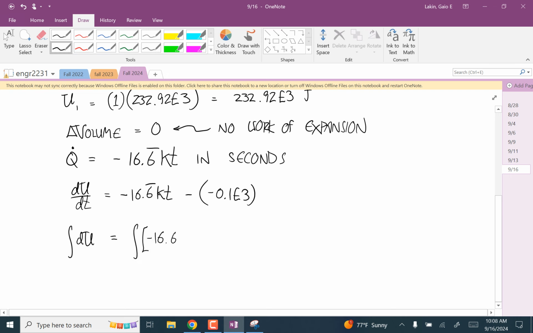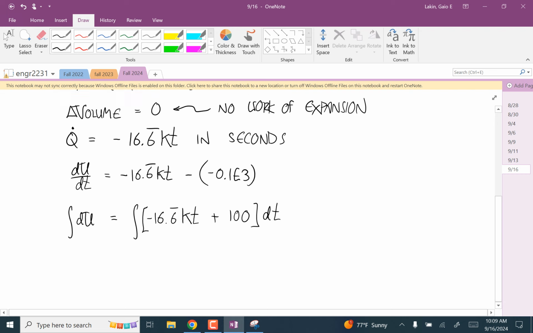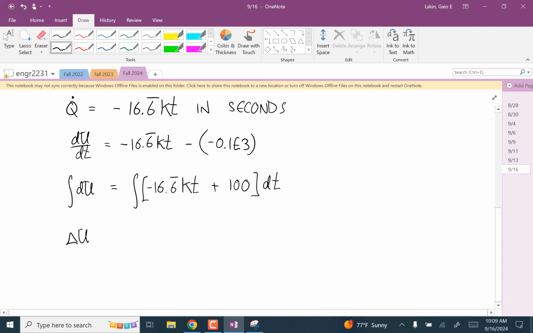negative 16.6 kT plus 100 dt. And that says that the change in U is equal to negative 16.6 kT squared over 2. So this is 8.3 repeating, and this is plus 100t.